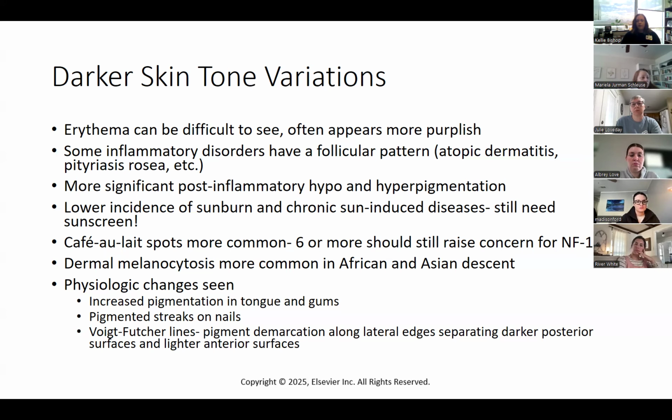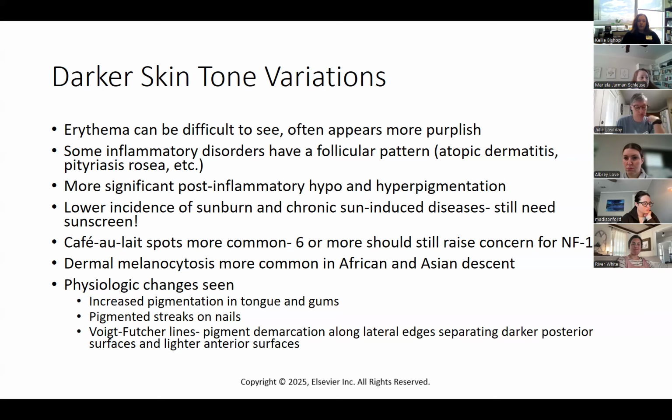Cafe au lait spots, we'll talk a lot more about this in theory 3 because we'll get more into our chronic neuro diseases. But if you see 6 or more cafe au lait spots on anybody, they should be referred to neurology because that's concerning for neurofibromatosis, and they need to be evaluated for that. So even though they're more common in darker skin tones and it's not totally uncommon for them to have 6 or more and not have neurofibromatosis, we still refer them because they certainly could.